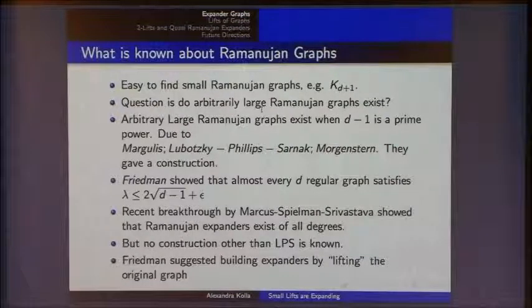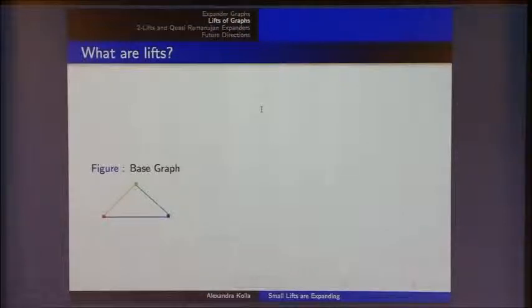There was, by Friedman again, a suggestion that came a few years back that just like we build expanders from small expanders by performing some operation, he suggested, why don't we take a good expander and lift it, so create a graph lift, and hope to get a good expander. The suggestion was implicit in the first paper that proved relative expanders with lifts. So let me define what lifts of graphs are. By picture, hopefully, and that should be enough, but we'll see.